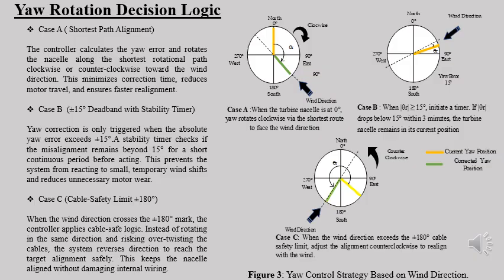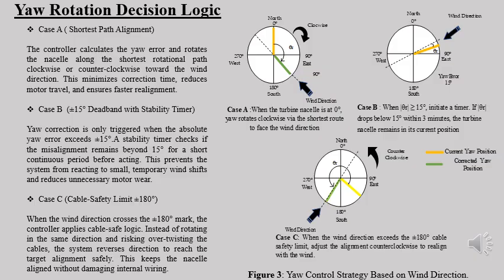The next case is the plus or minus 15 degree deadband with a stability timer. Yaw correction is only triggered when the absolute yaw error exceeds plus or minus 15 degrees. A stability timer checks whether the misalignment persists for a short continuous period before acting. This prevents unnecessary movement caused by small temporary wind fluctuations and helps reduce motor wear.